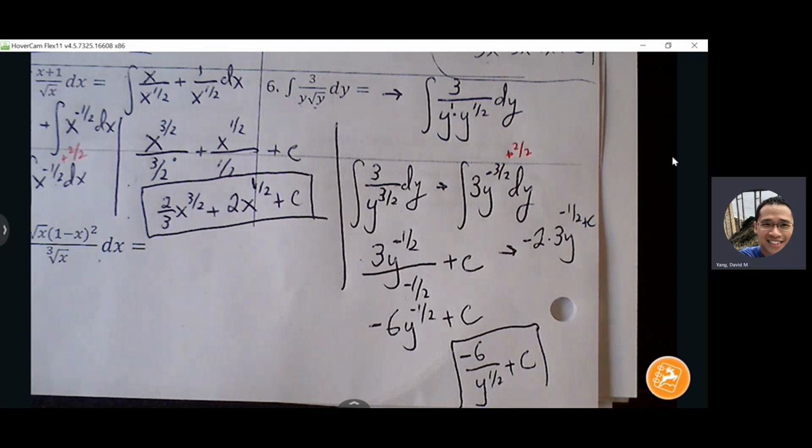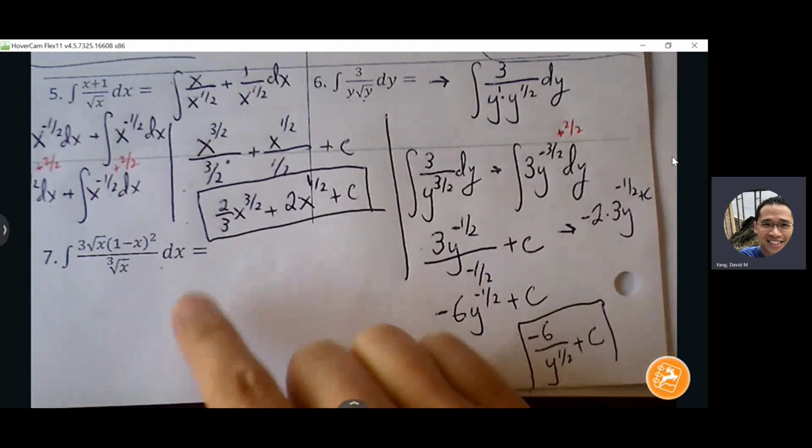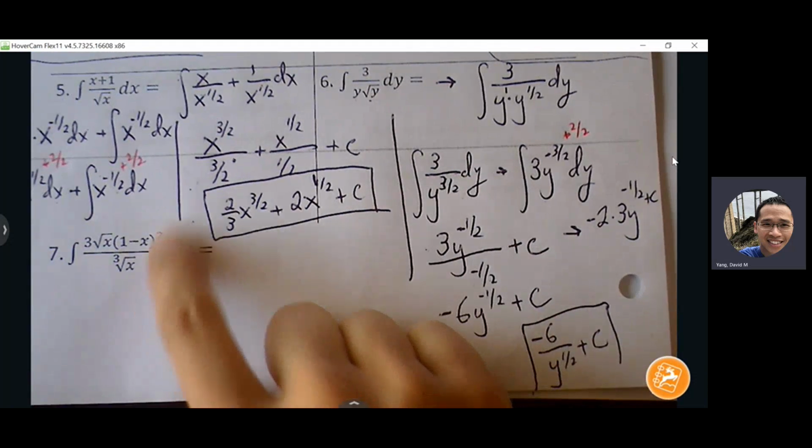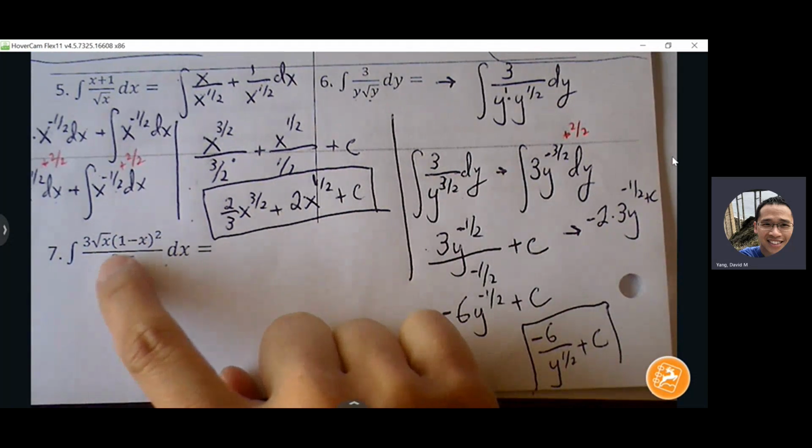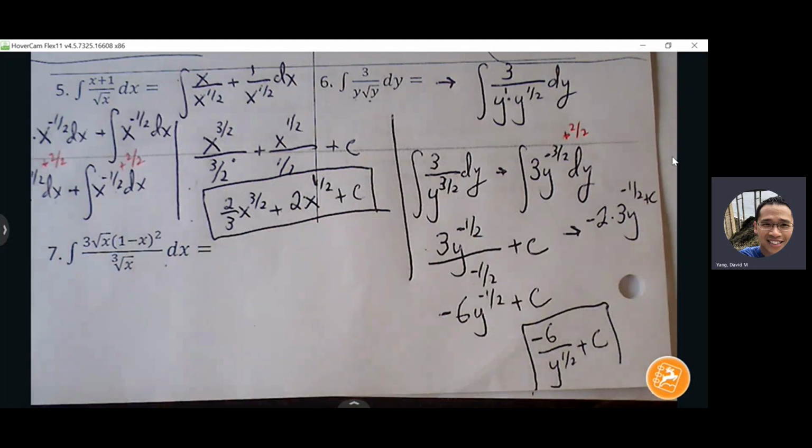Okay, number 7 is a bit of a mess, but I want to take the time to go through it. This is about as complex as a power rule problem can get, but we can still go through power rule with this. But there's a lot of algebraic cleanup that has to occur before we can do power rule.